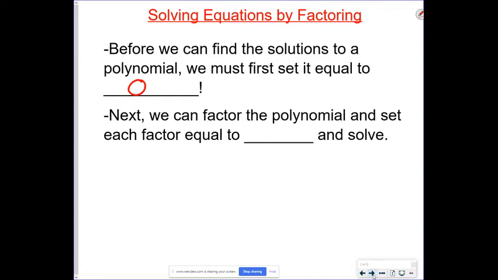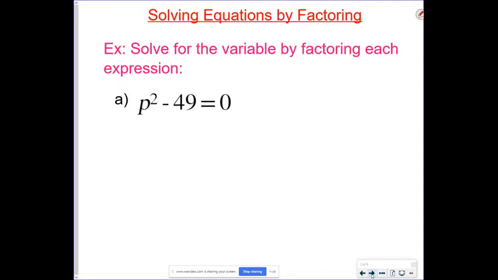Next, we can factor the polynomial. So we're going to factor using one of our rules or methods we learned this week, and set each factor equal to 0 and solve. So I'll demonstrate what I mean by all these zeros. So solve the variable by factoring each expression.